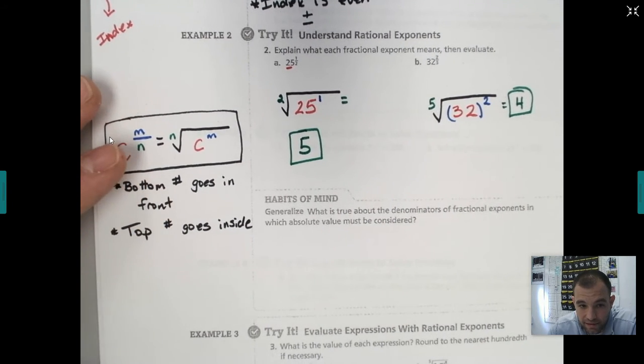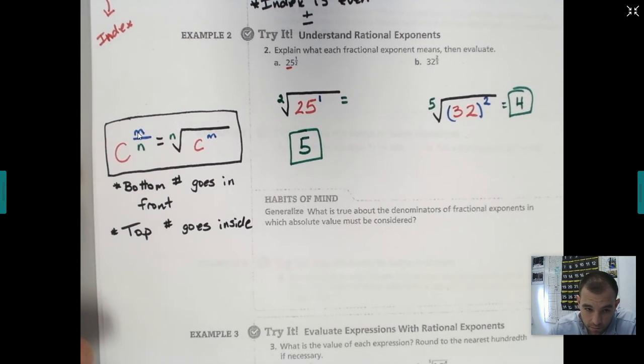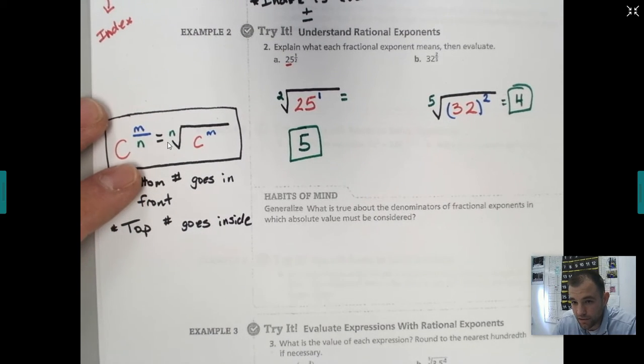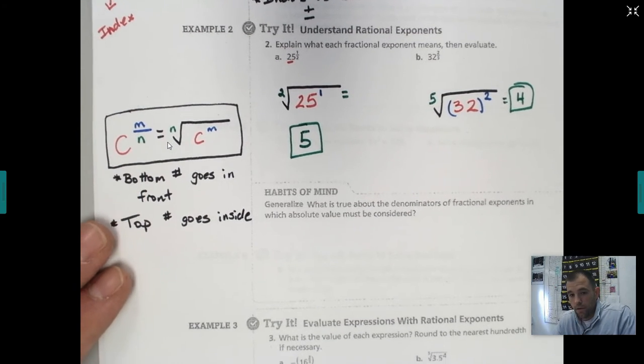All right, so remember that top number inside, bottom number outside. Top number inside, bottom number outside. We should make a little rap for that. Top inside, bottom outside. Okay?